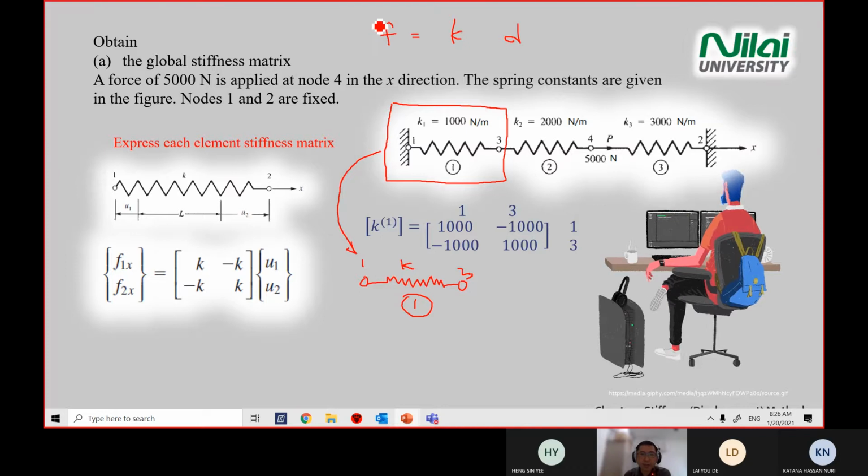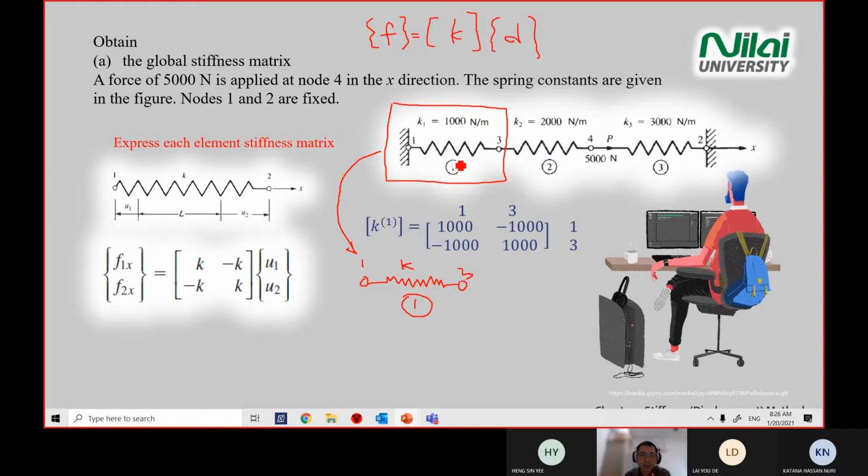So just back to fundamentals, you know that your F is curly brackets, K is square brackets, and displacement is curly brackets. So now we are looking at the K component. How do you write the notation for element 1? You write K with a small bracket of 1 to represent element 1. And then how do you write the matrix?